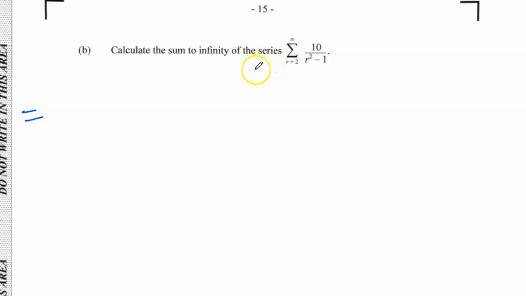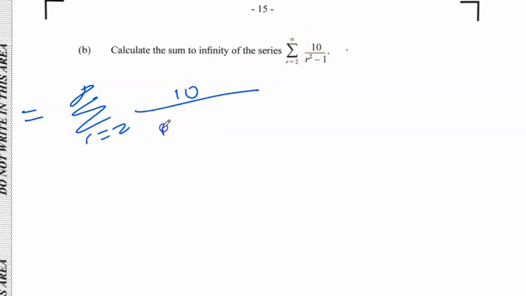Before I even get to that, I think the best thing to do is maybe rewrite this thing as partial fractions. So we can use partial fractions. Notice 10 over r squared minus 1 is 10 over r minus 1 times r plus 1. So we can do some little rough work there and try to find.